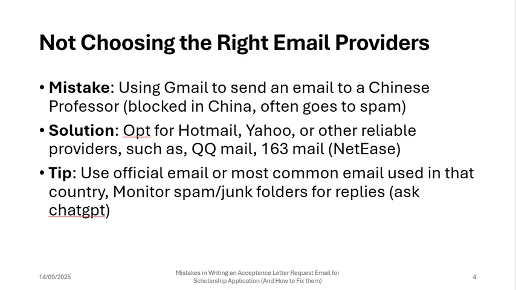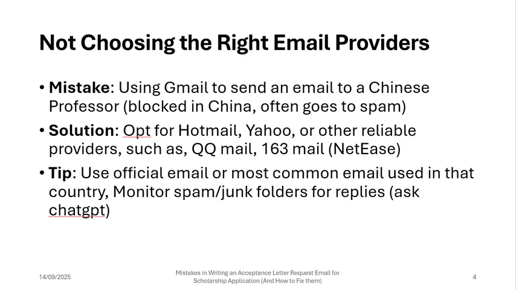Why? Because when you are sending an email, you must select the email which is useful for that specific country. In case of China, if you use Gmail, Gmail is mostly blocked in China and it will go to spam. So what you can do is you can opt for some other email providers like Hotmail, Yahoo, Outlook, or other reliable providers which can help you to get the reply.